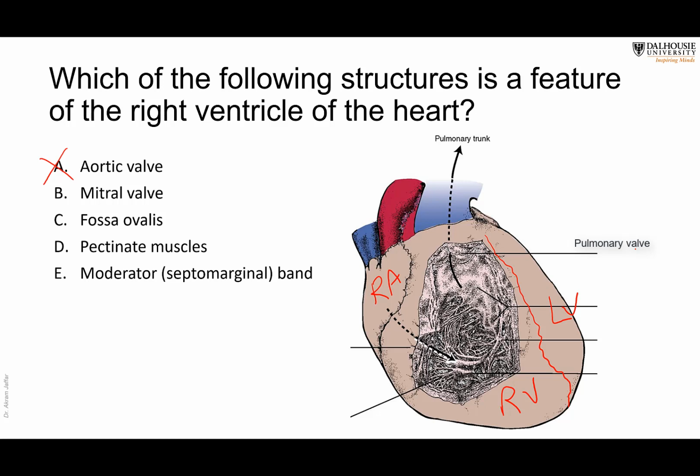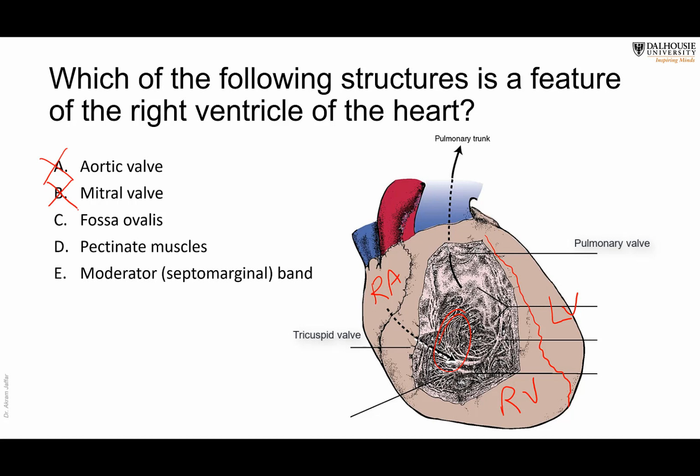In the right ventricle, the right atrioventricular opening is guarded by the tricuspid valve. It has almost the same structure as the mitral valve, but it has three cusps and admits the tips of three fingers, instead of having two cusps, bicuspid, and admitting the tips of two fingers in the mitral valve. So the mitral valve is not a feature of the right ventricle, it's a feature of the left ventricle.